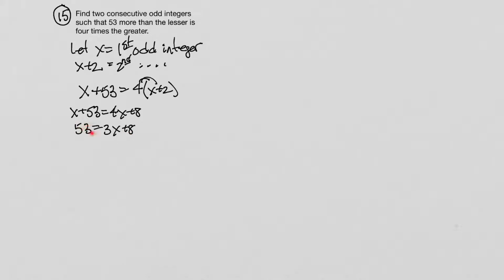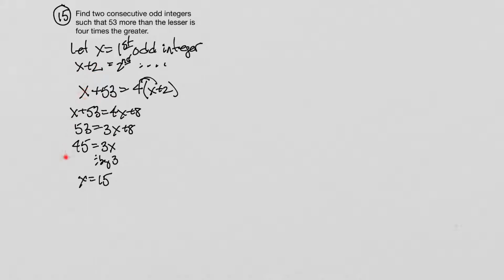So 53 minus that 8 is a 45. That's equal to 3x. Divide by 3. We'll get x is 15. Right? 45 divided by 3 is 15, but it's a word problem, so follow it all the way back. What is x? x is the first odd integer. And I got an odd integer. But we also have this one.